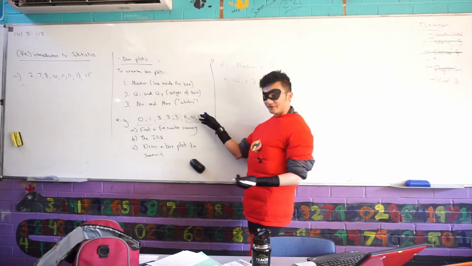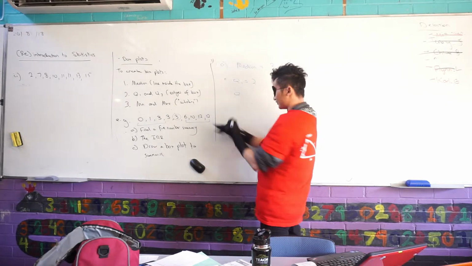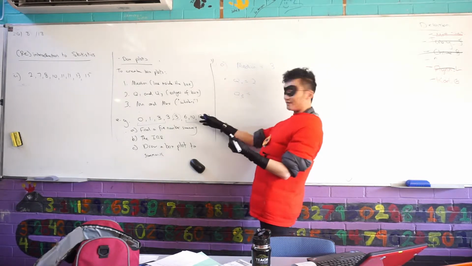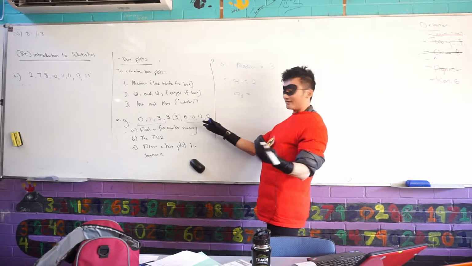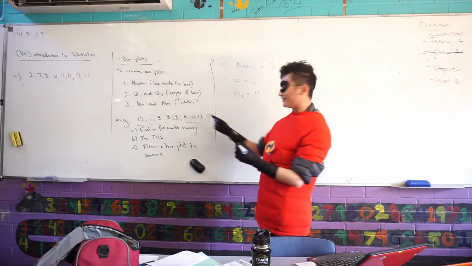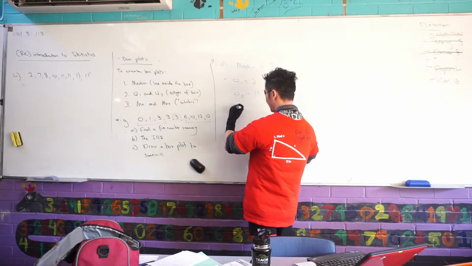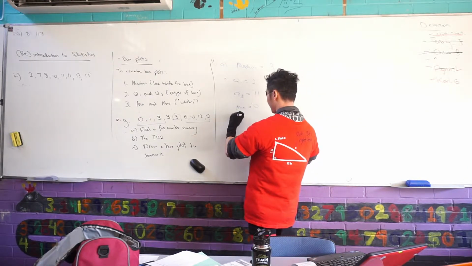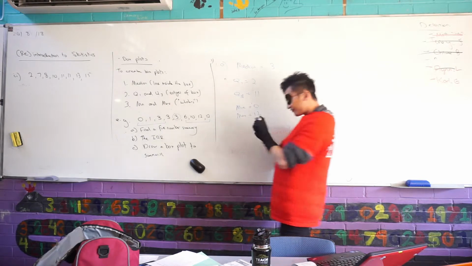And what's the median of this one? Well, that's just going to be the average of those 2 values. So 10 plus 12 is 22, divided by 2, that's just 11, right? What are my min and max values in this case? Min is 0 and max is 12. Okay. So I've got my 5-number summary now.